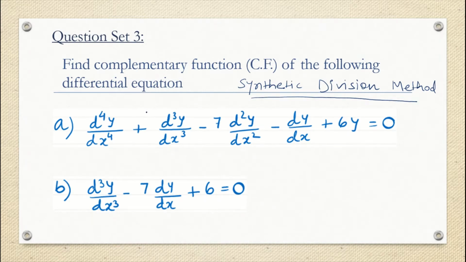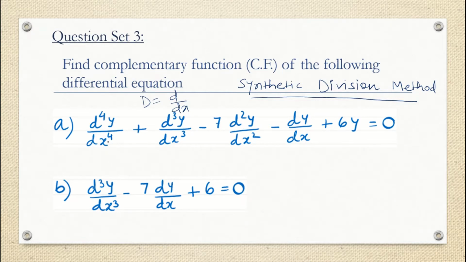First step is we want to write it in D fashion. D is nothing but d by dx or d by dt, whatever is given; here, d by dx. Second step is write down the auxiliary equation, and the third is write down the complementary function. These three steps we have seen.